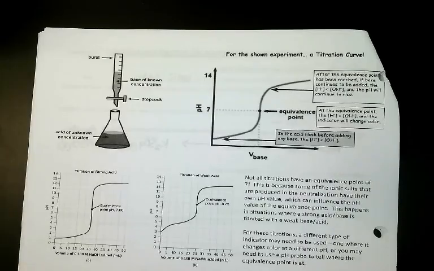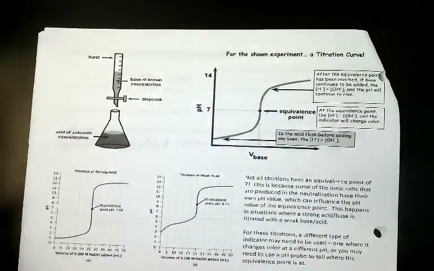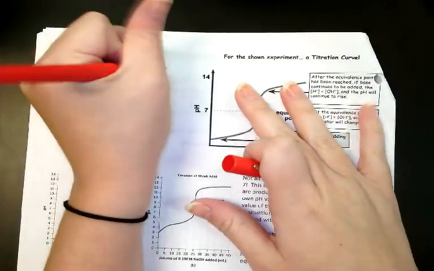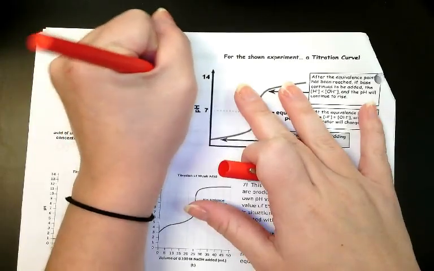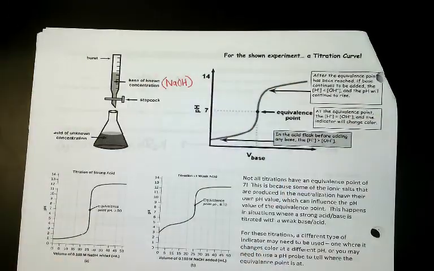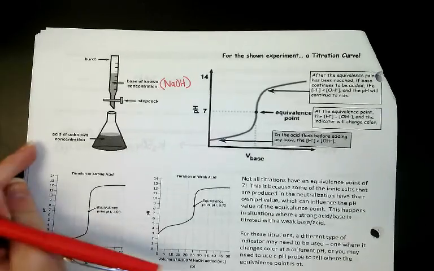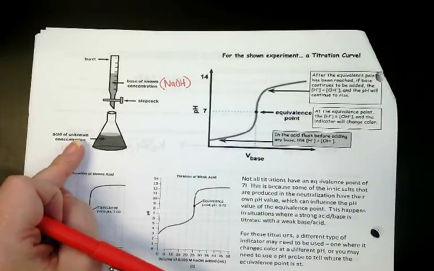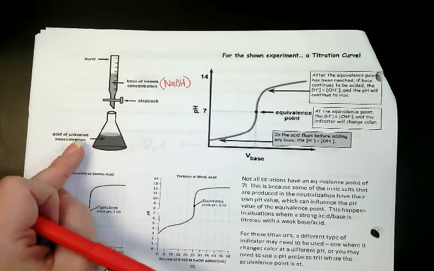So here in our burette, we have a base of a known concentration. In our titration lab, we're using sodium hydroxide. We know the concentration of the sodium hydroxide we are using. In the Erlenmeyer flask, we have the acid of an unknown concentration. We don't know the concentration of the sulfuric acid we're using.